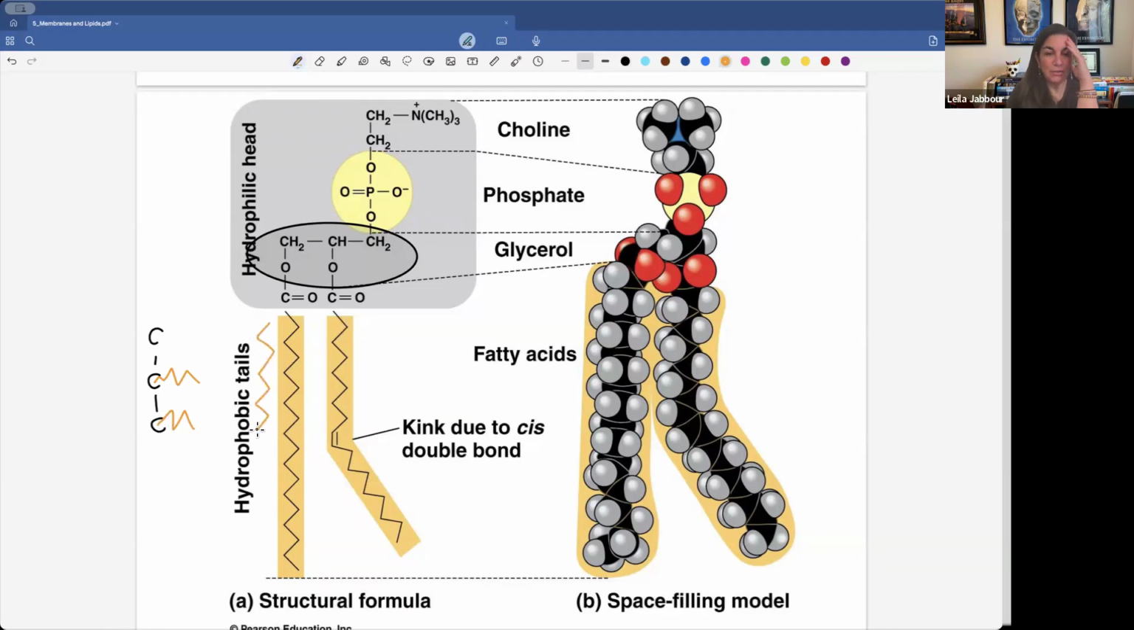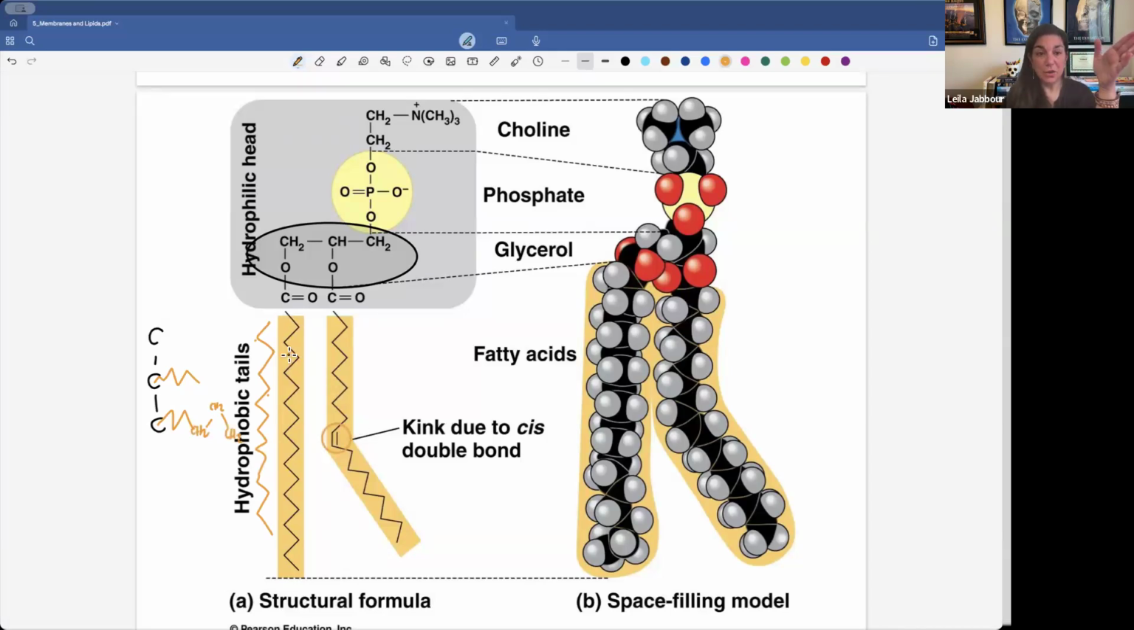And these lines represent carbon, carbon, carbon, carbon, carbon, carbon. Every point is a carbon. And when there's nothing else, we assume that this is hydrogen with it. So CH2, CH2, CH2, CH2, CH2. We just don't write it. We just draw these lines with these points. And when you see a kink, that's because there are fewer hydrogens on these carbons, and there's a double bond between two carbons instead of maximum hydrogens there.